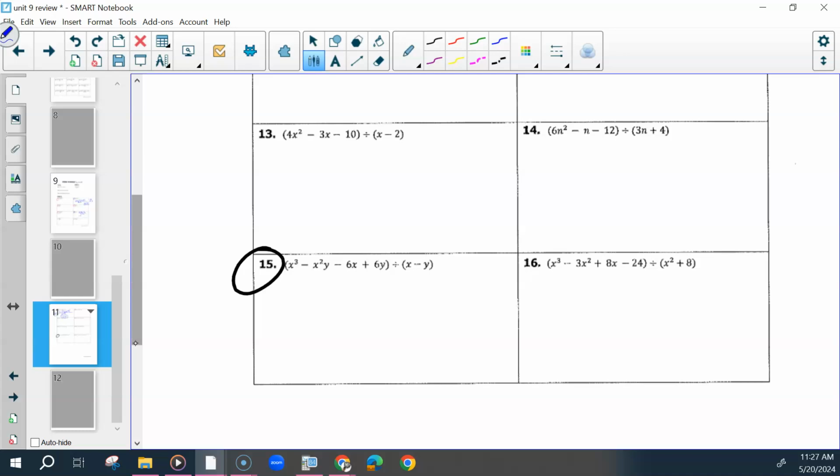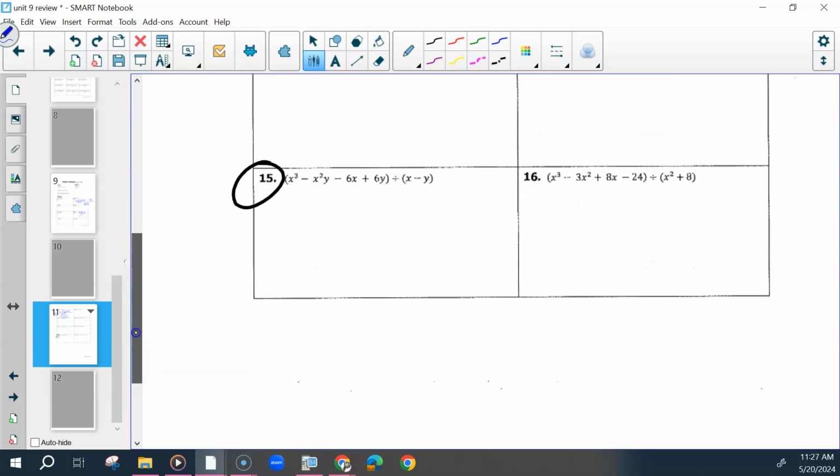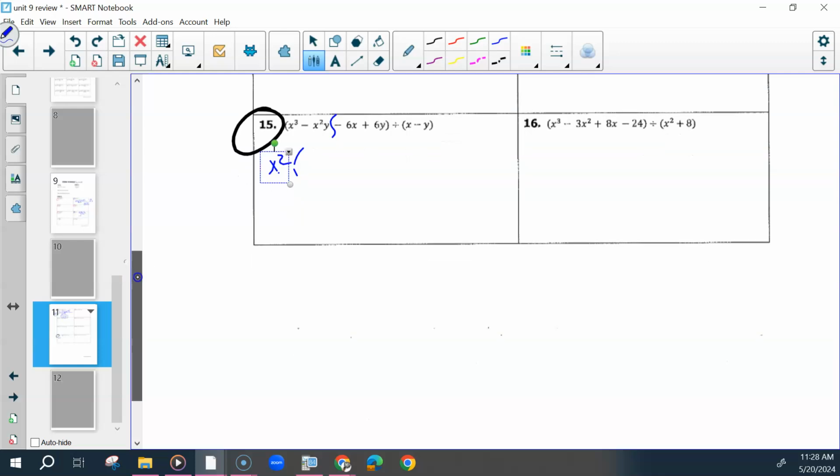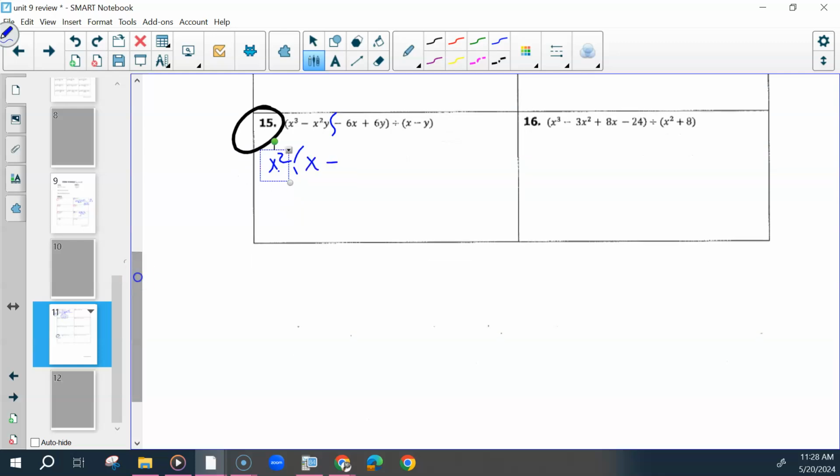These are both the same type. Jackson, pick one. I'll just do 15. So these are both grouping. I'm going to split that down the middle. What's the GCF of the first 2? X squared. What would be left? X minus y. What could I divide out of the last 2? Negative 6. Leaving x minus y. Put all of that over your denominator.